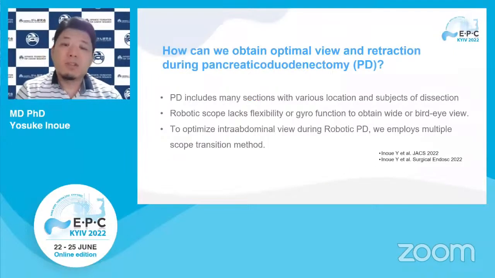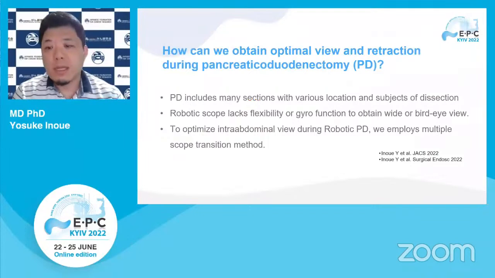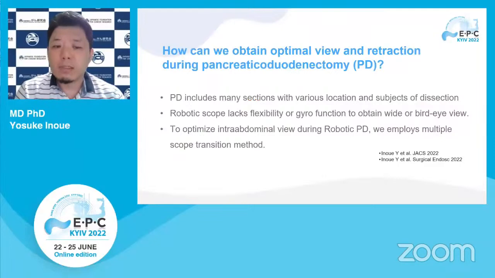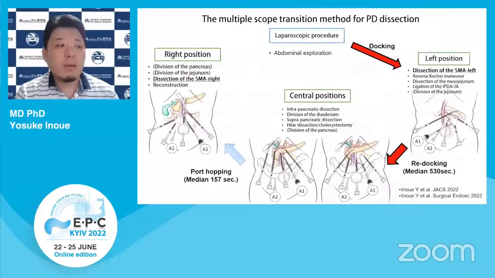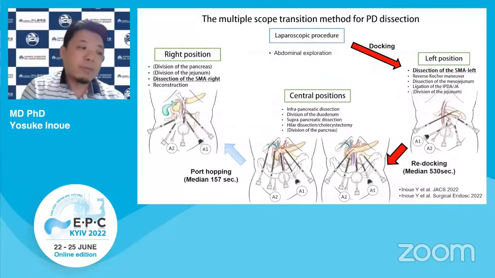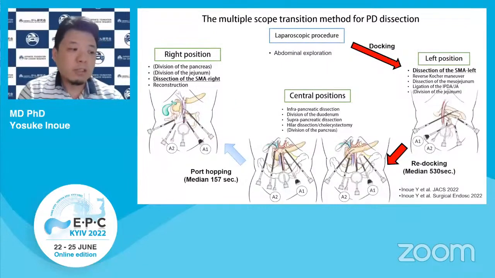PD includes many sections with various locations and subjects of dissection. Robotic scope lacks flexibility or agile function to obtain wide or bird's-eye view. To optimize intra-abdominal view during robotic PD, we employ the multiple scope transition method. This slide shows the outline of our multiple scope transition method.